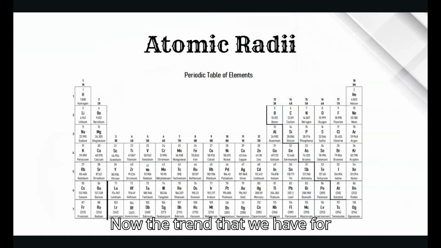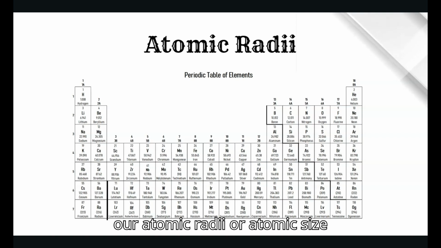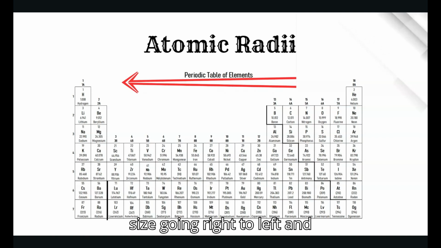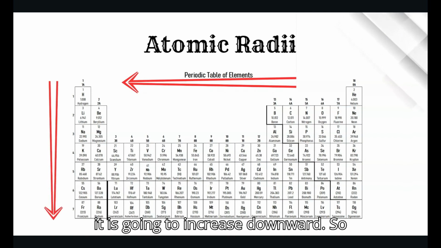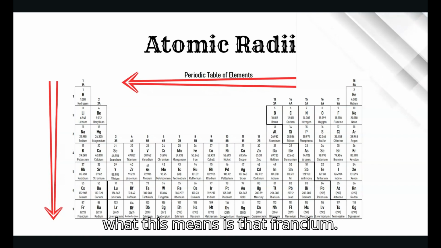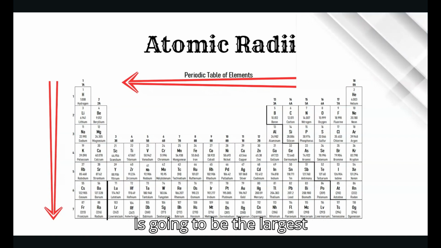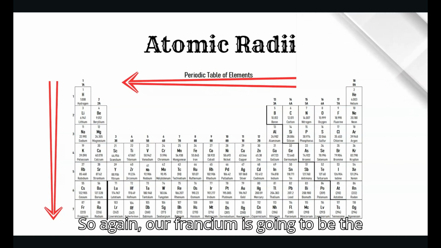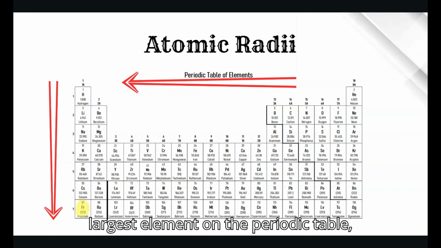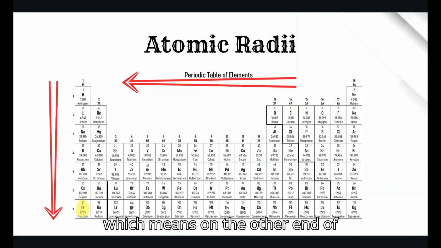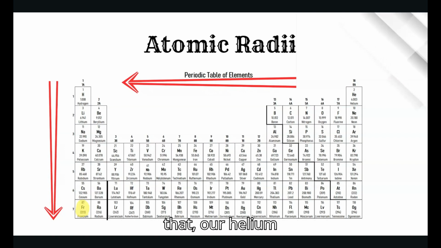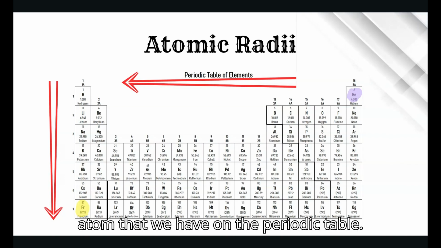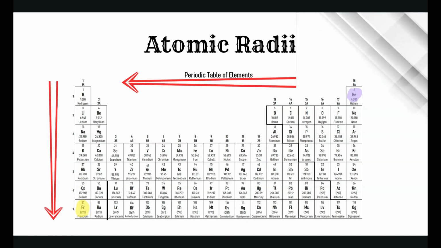Now, the trend that we have for our atomic radii, or atomic size, is that it is going to increase going right to left, and it is going to increase downward. So what this means is that francium is going to be the largest element on the periodic table. Which means on the other end of that, helium is going to be the smallest atom that we have on the periodic table.